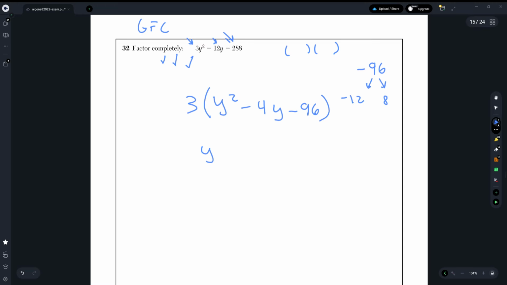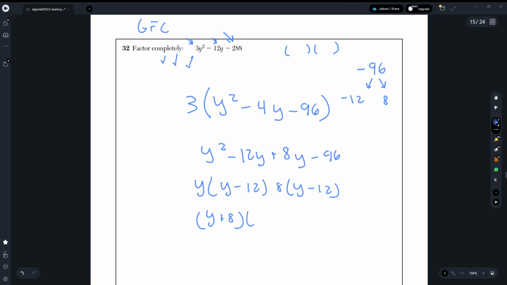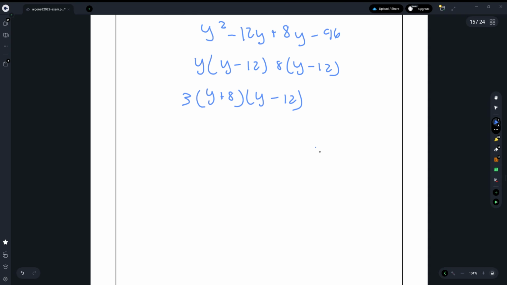So I'm going to rewrite this with that in mind. I'm going to rewrite this as y squared minus 12y plus 8y minus 96, right? I'm going to factor out y, I'm going to get y minus 12, right? I'm going to factor out 8, I'm going to get y minus 12. I'm going to combine them, so y plus 8, y minus 12, and 3. That's that equation completely factored out, right?